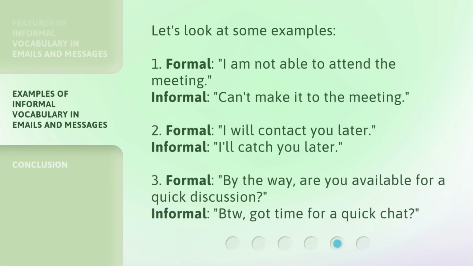Let's look at some examples. 1. Formal. I am not able to attend the meeting. Informal. Can't make it to the meeting. 2. Formal. I will contact you later. Informal. I'll catch you later. 3. Formal. By the way, are you available for a quick discussion? Informal. BTW. Got time for a quick chat?